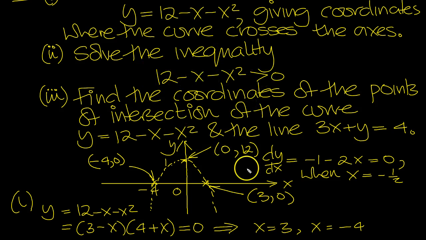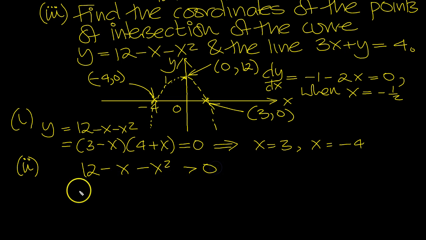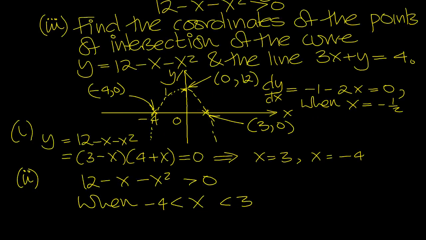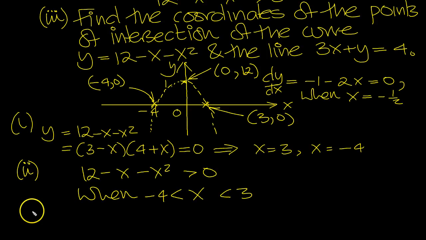Solve this inequality here. Well, we can see that this is greater than 0. Part 2 then. So 12 minus x squared is greater than 0 when, well, x would need to lie in between here, so x would need to be less than 3 or greater than minus 4. That's part 2. Find the coordinates of the points of intersection of the curve and this line. So let's see where they meet then. Part 3.